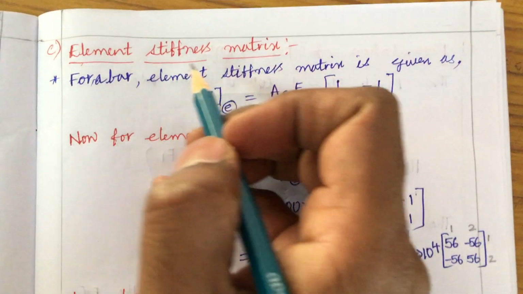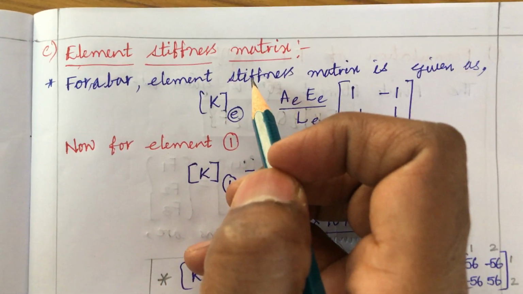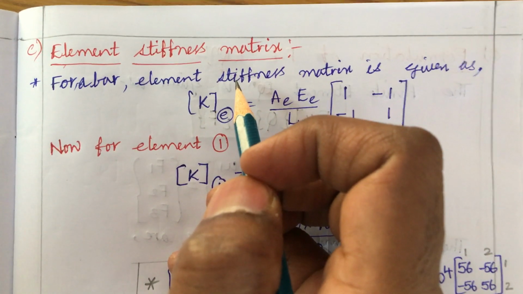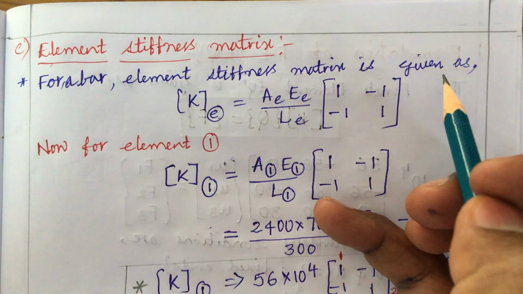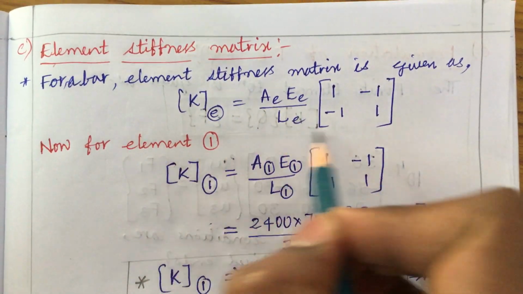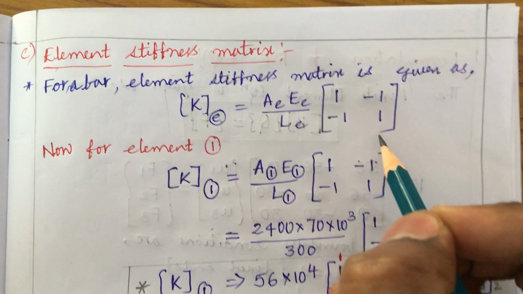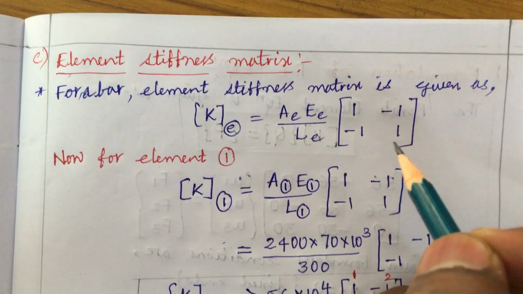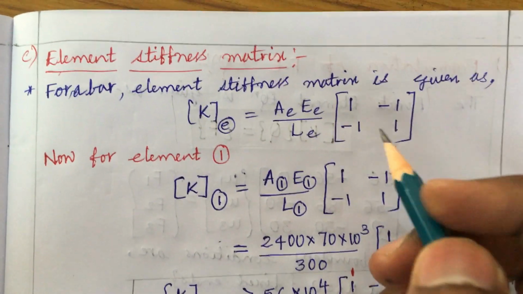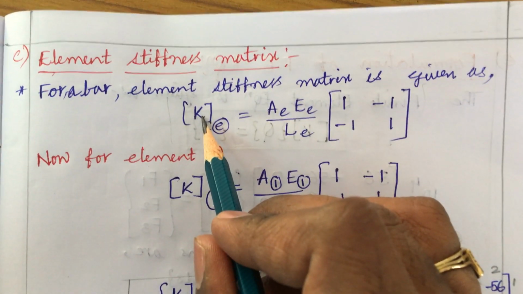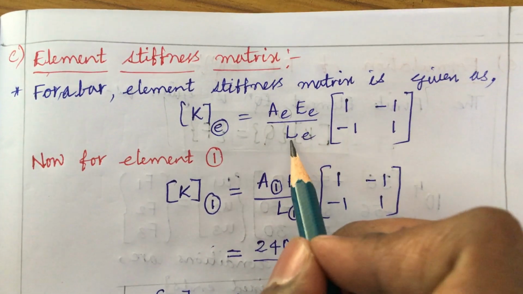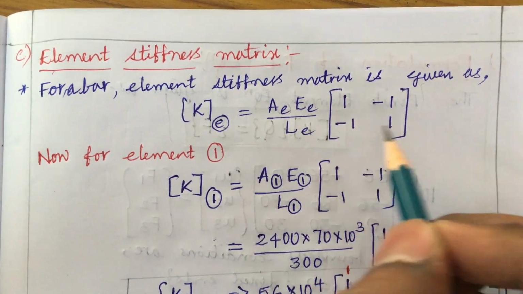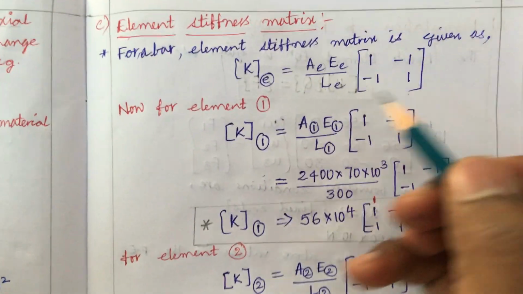Getting later, the third step we are supposed to work out is the element stiffness matrix. This is the order of working out any problem in finite element analysis. So for a bar element, the stiffness matrix is given as, we have studied this earlier and even in the previous problem also I told you, if you haven't watched that, please do watch it, then come back and watch this video. It is given as K is nothing but AE by L, where A is the area, E is Young's modulus, L is the length, times the matrix 1 minus 1, minus 1 1. You are supposed to remember this.